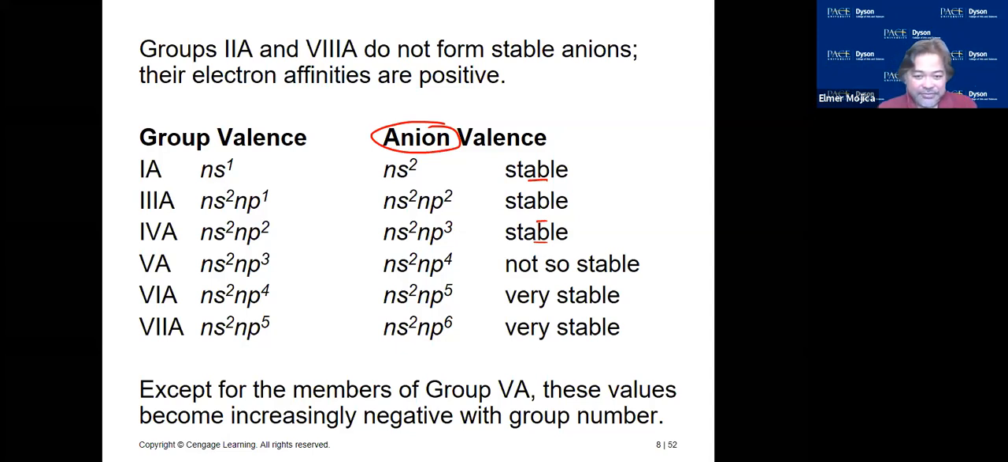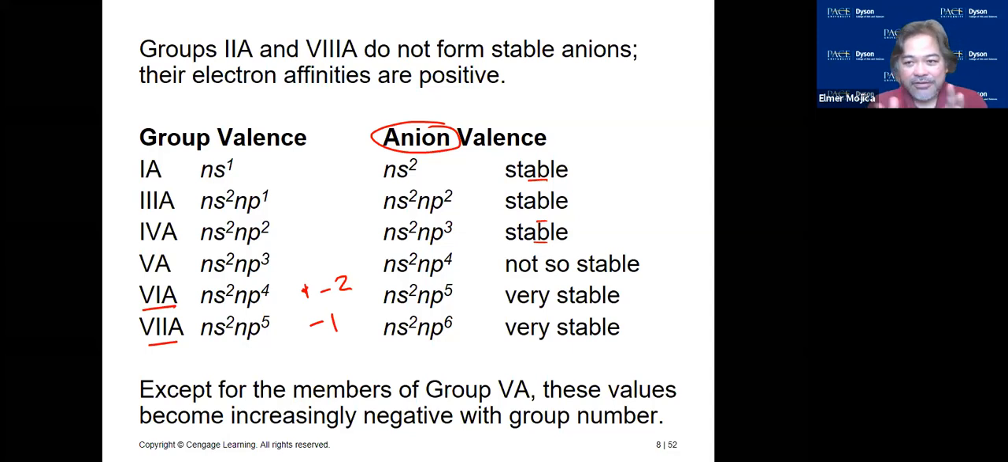Unlike if you have, let's say, group 6A and 7A. 6A would form what? The -2 ion. 7A would form the -1. So it's easier for them to receive an electron. That's why the term that you have is electron affinity: how well you get along with the electron.